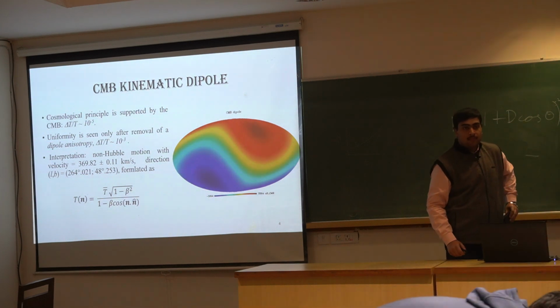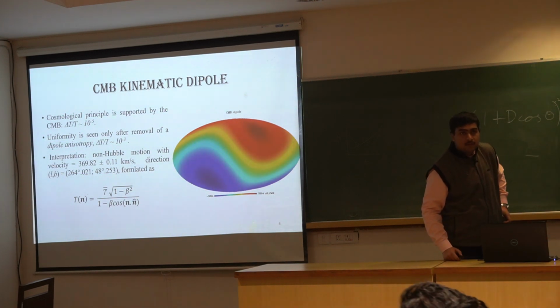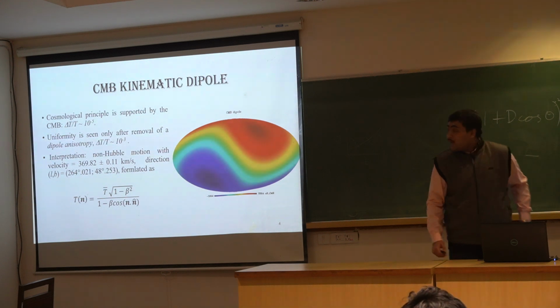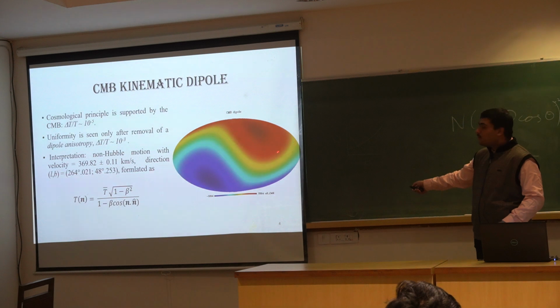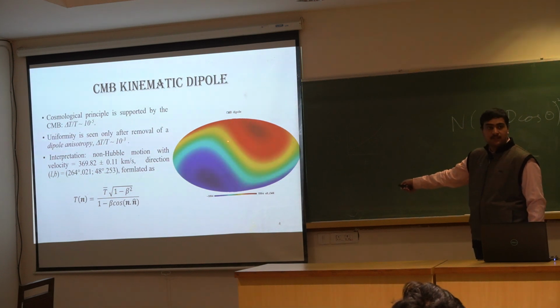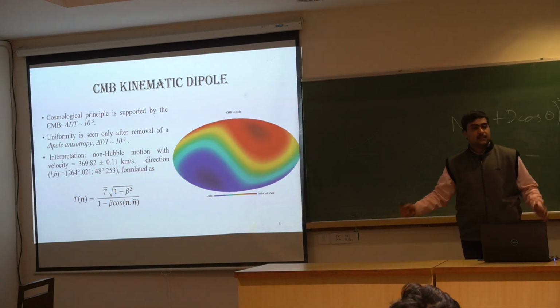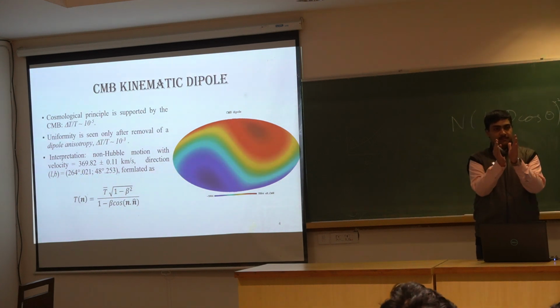What is the meaning of dipole here? Sorry? The meaning of dipole. This is a dipolar modulation of your data. Basically it means that on one side your temperature is higher than what you are observing on the other side of the sky. It's a dipole in temperature.